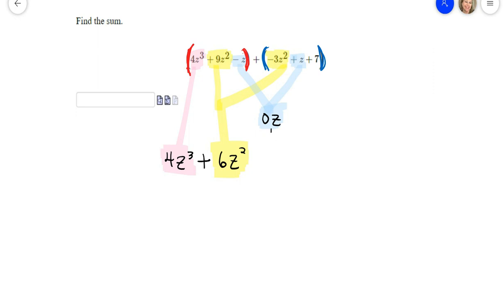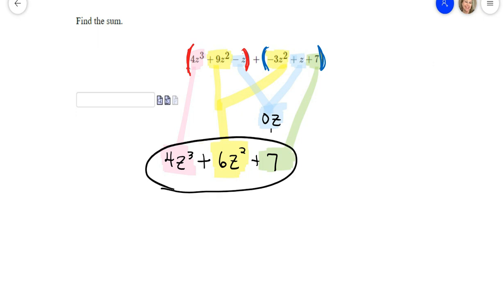And then the very last term in the blue set is a plus 7. Well, there's no constant in the first set, in the red set, to combine with the 7. So the 7's just hanging out here by itself. Also, it's a positive 7. So there's my answer: 4z cubed plus 6z squared plus 7.